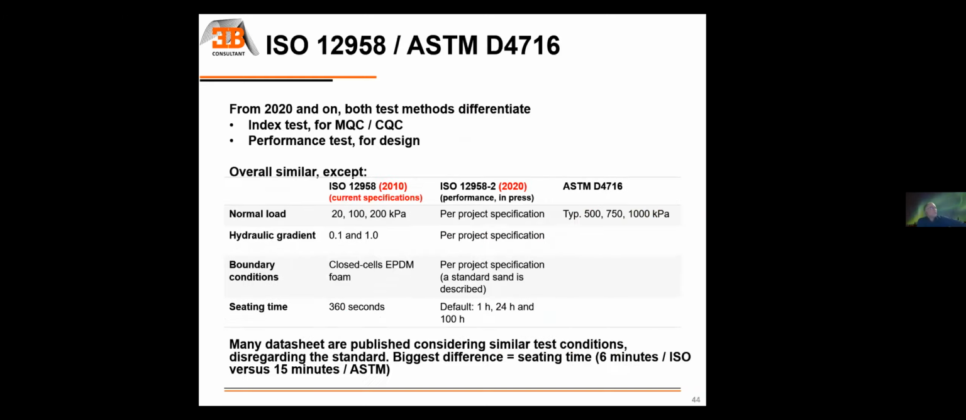So that's the biggest difference between the two tests. For the performance testing from 2020 and going further, we do have two test methods. Both solutions are available with both standards. Yeah, voila. So to make a long story short, overall the two methods are similar, except again for the sitting time.